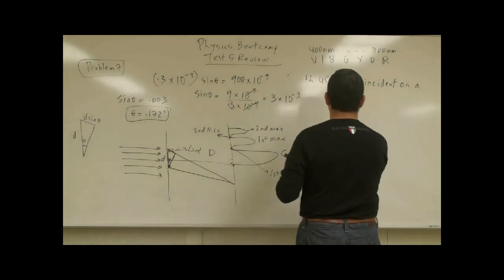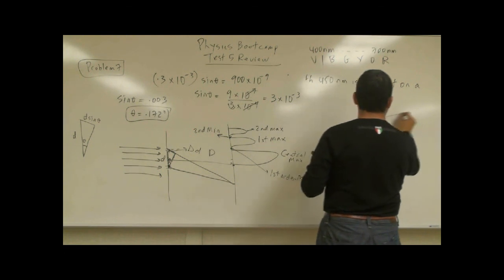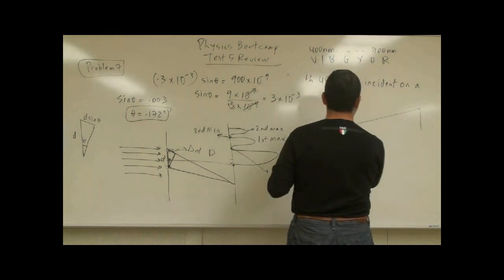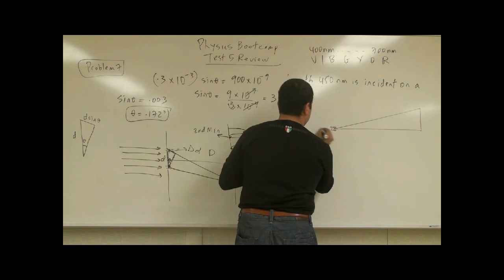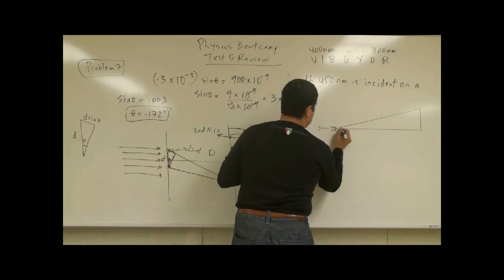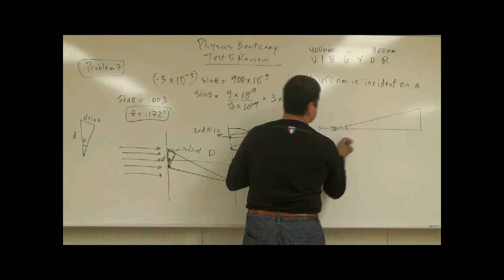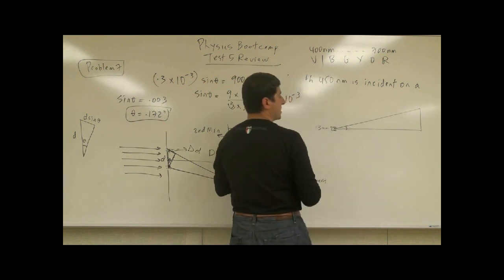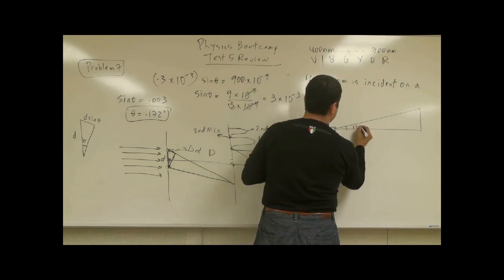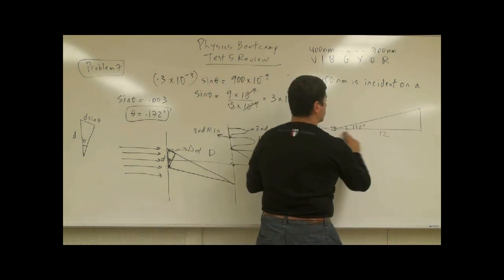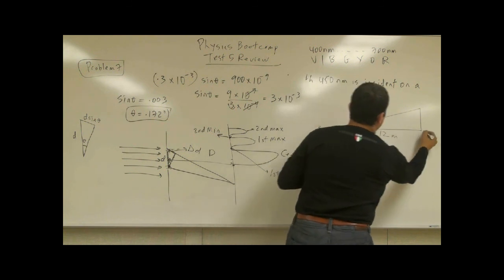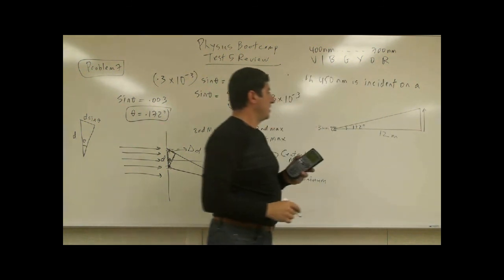So you have this slit is like this. This is going to be like this. So the little slits is like this. This is 0.3 millimeter. We found out that this angle from the center to the second maxima is 0.172 degrees. Right? The distance to the screen is 12 meters. We want to know this distance.